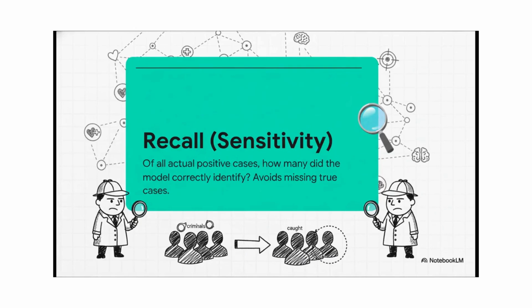And then there's its partner, recall, which is sometimes called sensitivity. This flips the question around. It asks, of all the actual criminals that were out there, how many did our detective manage to catch? High recall is critical when the cost of missing a criminal, a false negative, is really severe. Think about airport security or medical screening. You want to be as thorough as humanly possible.